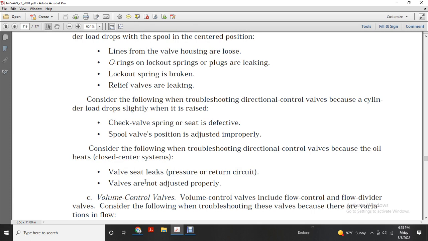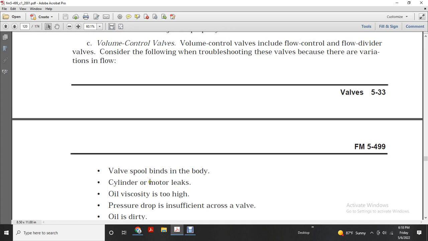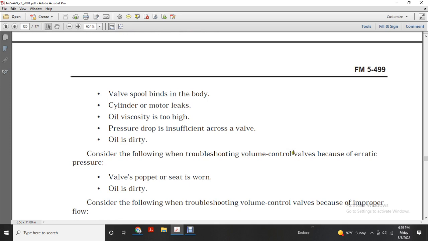Volume control valves include the flow control and the flow divider valve. Consider the following when troubleshooting these valves because there are variations in flow. The valve spool binds in the body. Cylinder or motor leaks. Oil viscosity is too high. The pressure drop is insufficient across the valve. Oil is dirty. Consider the following when troubleshooting volume control valves because of erratic pressure. The valve poppet or seat is worn.